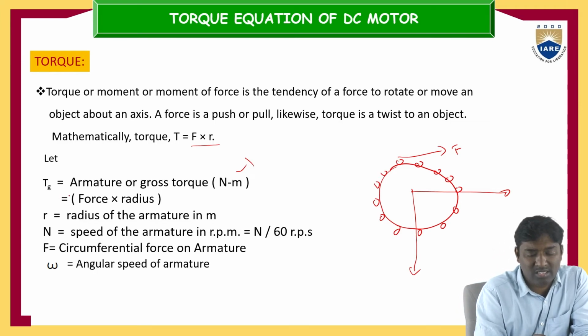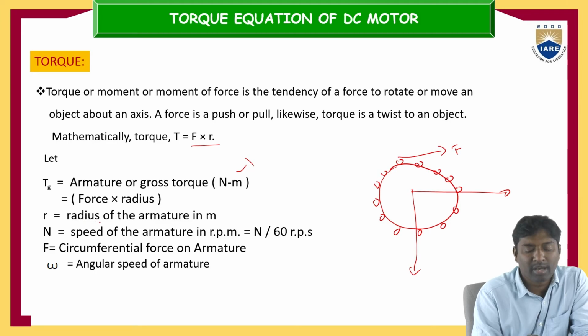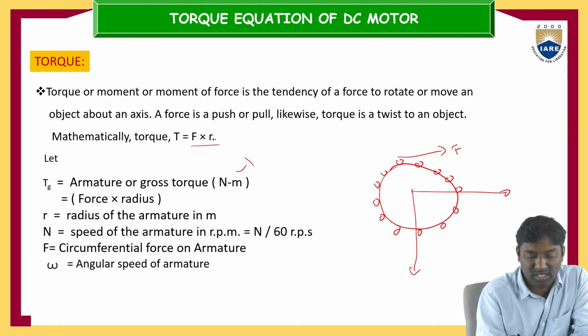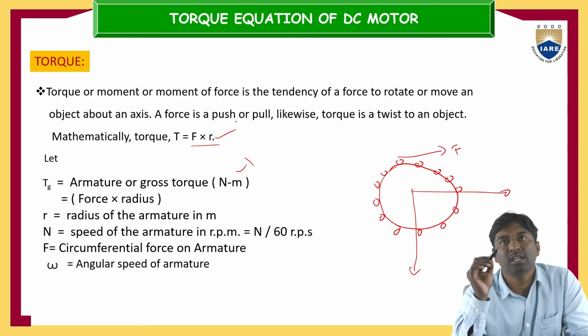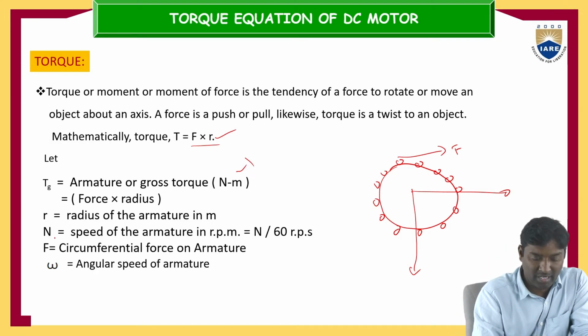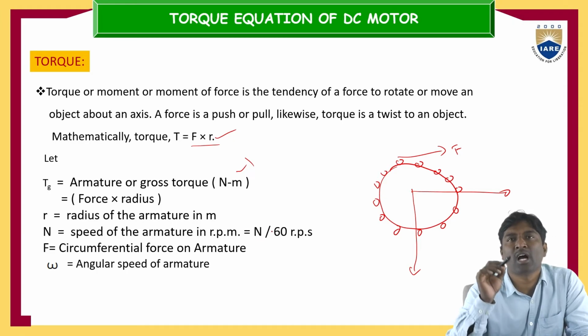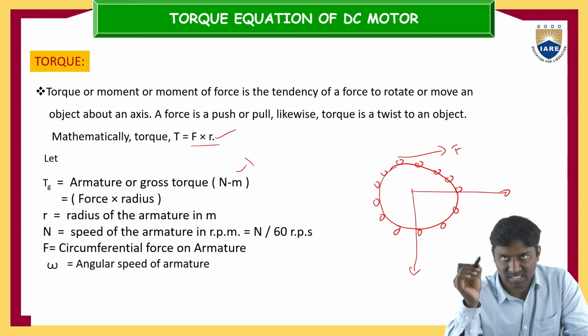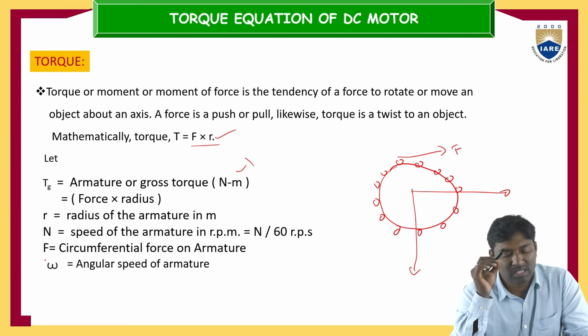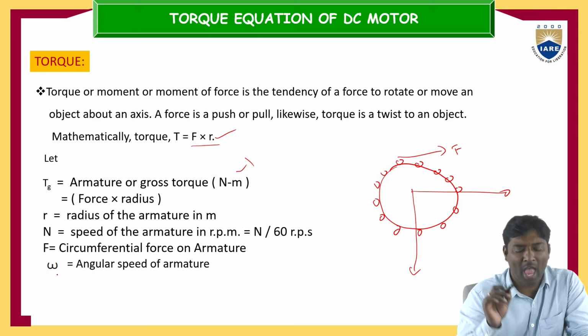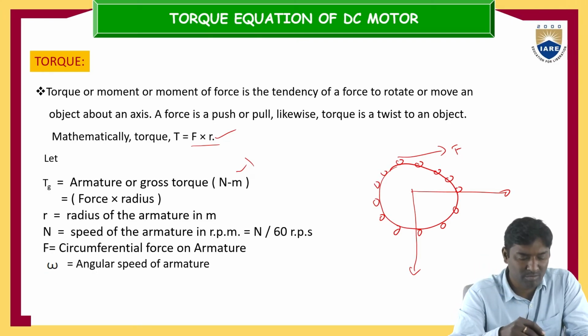Now gross torque, or armature torque, is equal to what? Force into radius, where r is the radius of the armature in meters, and n is the speed of the armature in RPM, revolutions per minute. That will be n by 60 RPS, revolutions per second, where F is the circumferential force on the armature and omega is the angular speed of the armature. We need to remember all these things.